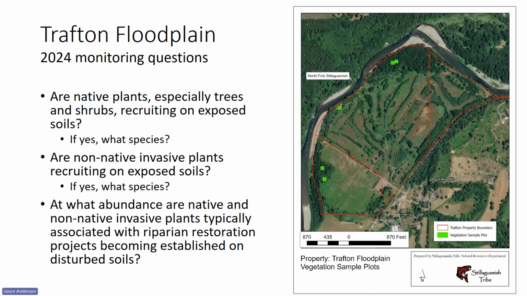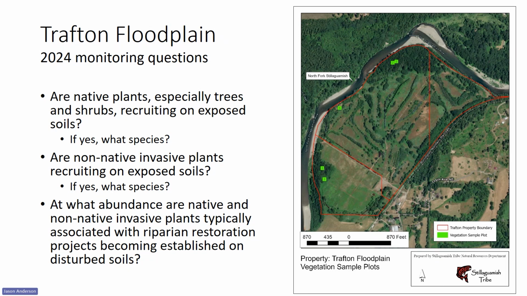So in 2024, we devised a modest monitoring effort and outlined some questions that we set out to answer. Specifically, we wanted to learn whether native plants are coming back on these bare soils. We also wanted to learn if non-native plants were coming in. We also wanted to generate some species diversity and maybe some relative abundance estimates for both the native and the non-native plants. So in September, we set up some plots and collected data on all the plants in the plots.